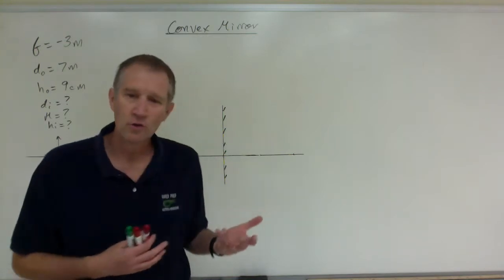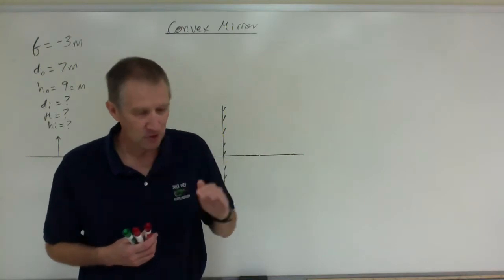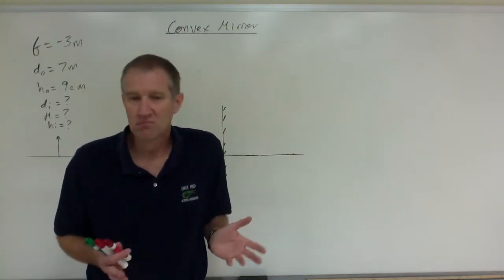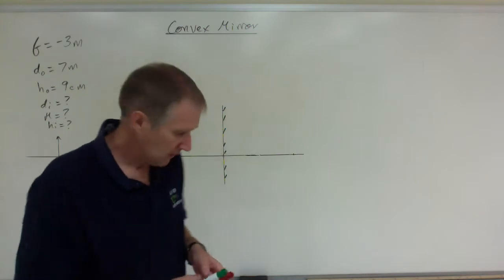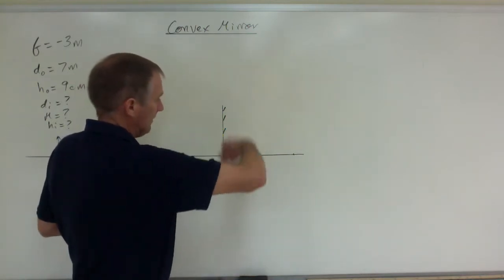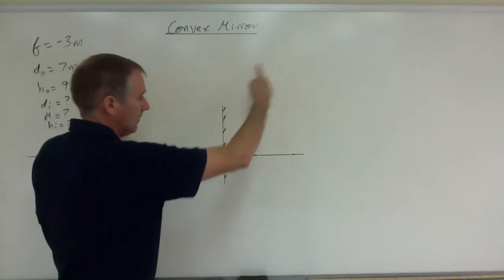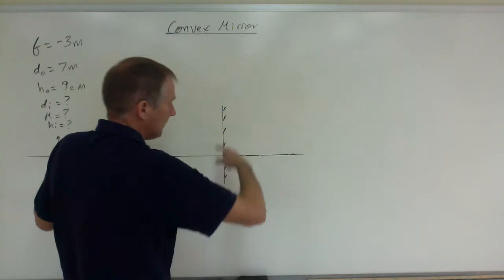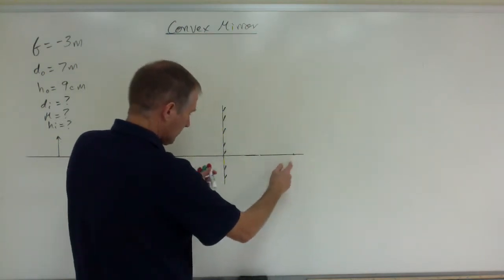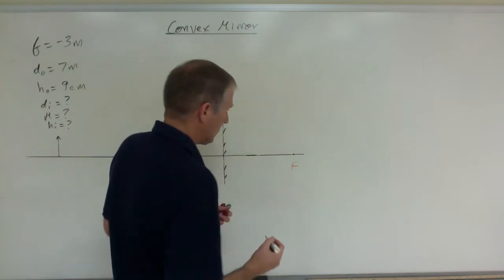It only results in one type of image, and that is a virtual image that is smaller and upright, always, no matter what. Remember, this thing's actually curved like this, and here's the shiny side over here. Again, it's curved like this. Imagine a big sphere. This is the focal point, not the center, but the focal point is right there.